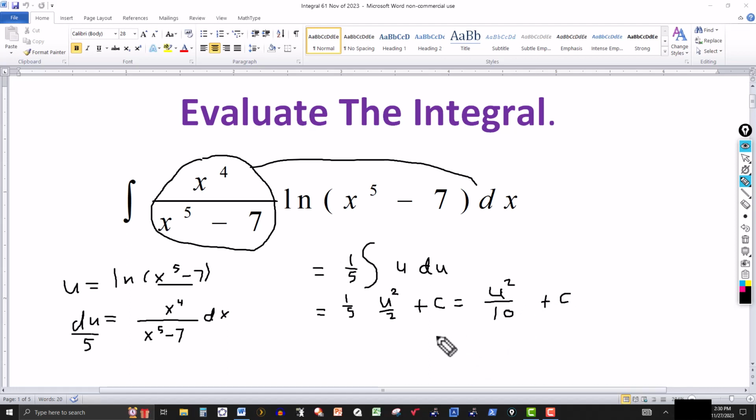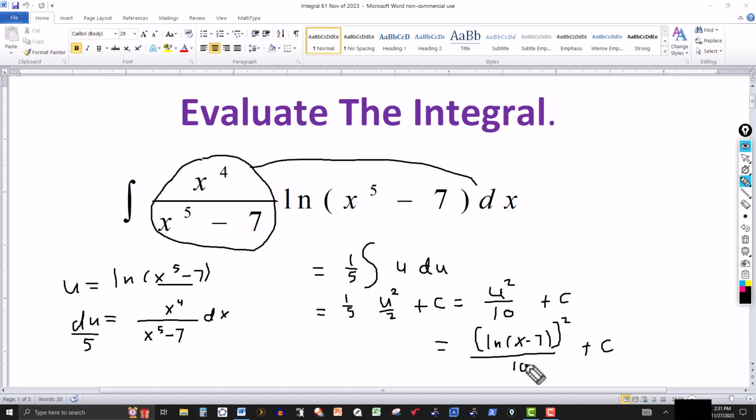And then we just go back to the original variable. So this is going to equal, the u is this natural log here, so this will be the natural log of x to the fifth minus 7. I could put the square here, or I could just put this whole thing in brackets, square there, and the 10 down here, plus the constant of integration. And this is one that you could also check your answer by computing the derivative of this expression using your chain rule, and you'll see that it comes out.